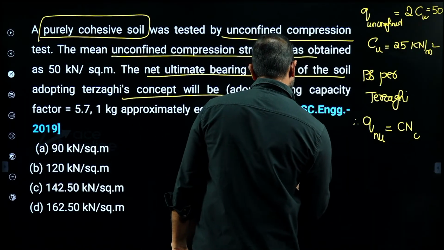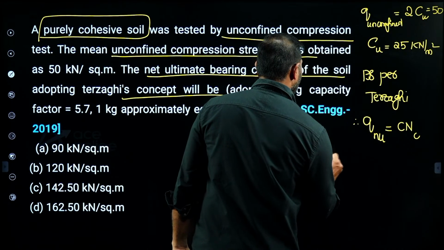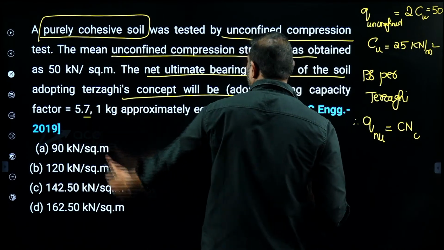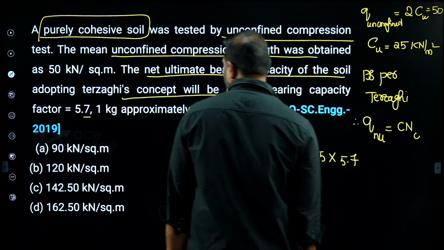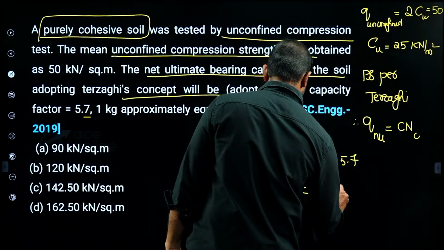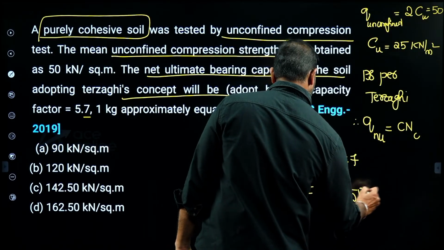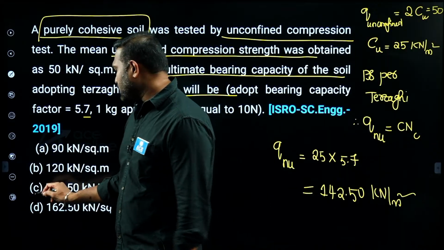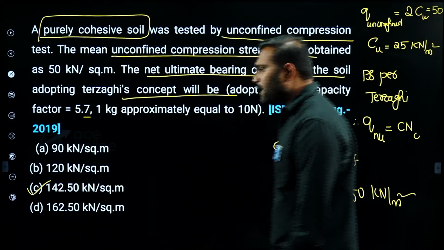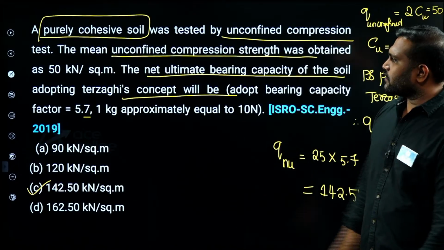So qnu is equal to 25 into, what is Nc value given? 5.7. So you sort it out, you are going to get this one as 142.50 kilonewton per meter square. So the correct answer comes as option C, right? So that's the correct answer.